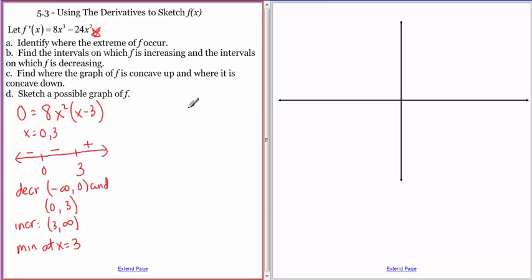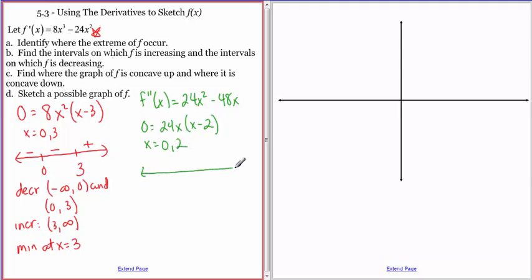Now we need to find concavity, so find your second derivative, which is the derivative of the derivative. Hopefully you know that by now. If you don't know that by now, I have failed you as your calculus teacher. I set that second derivative equal to 0 and factor out. So our critical points for our second derivative are 0 and 2.